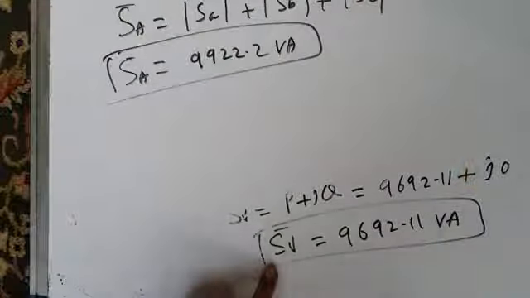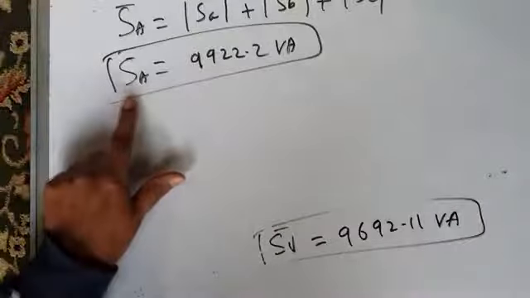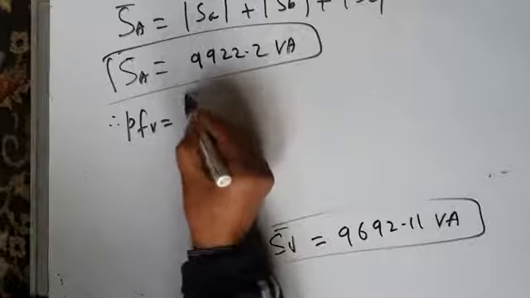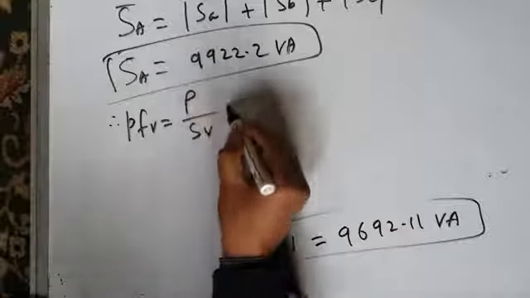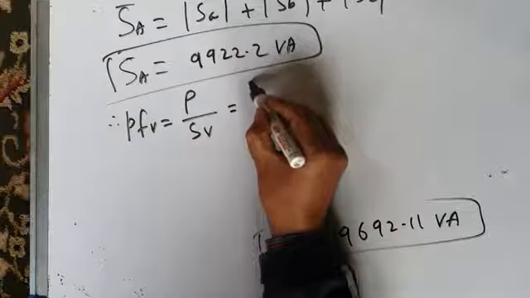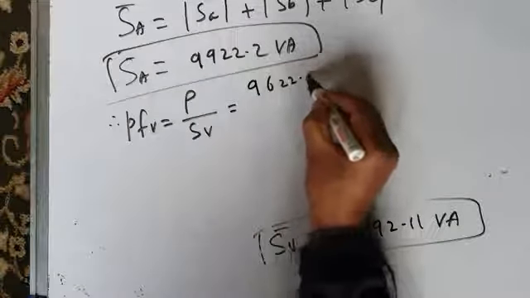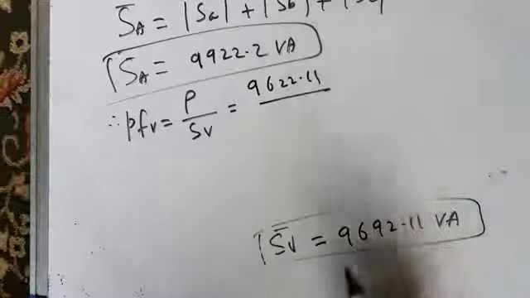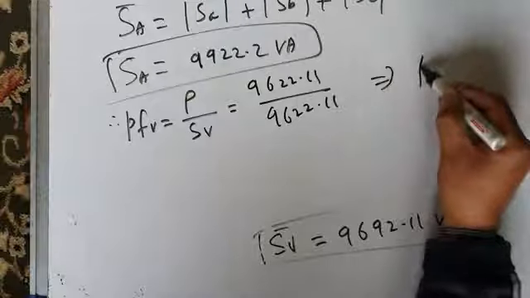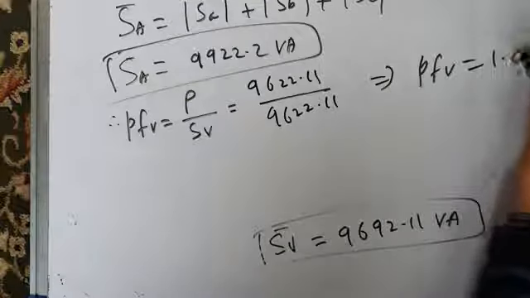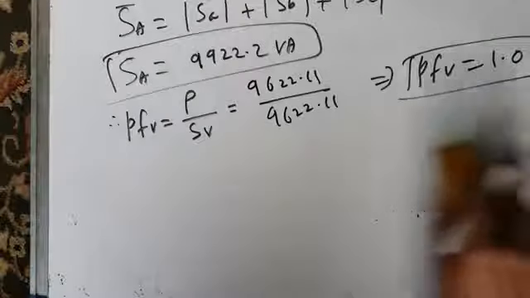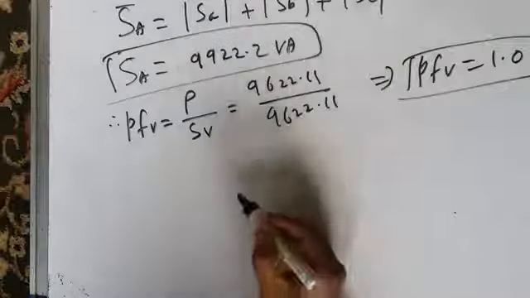So I have the vector apparent power and the figure for the arithmetic apparent power. Therefore, what will be the vector power factor? Vector power factor will be P by SV. P is the total active power, which is 9692.11, and SV is also the same. So that means the vector power factor is unity. It has to be unity because the load is purely resistive in nature, but it does not take unbalance into consideration.